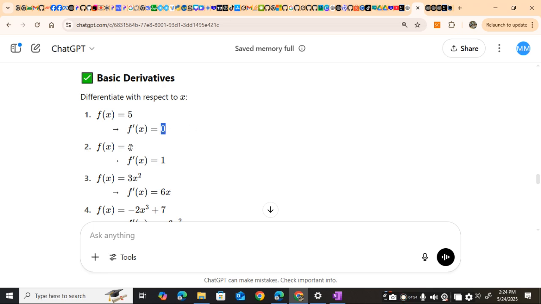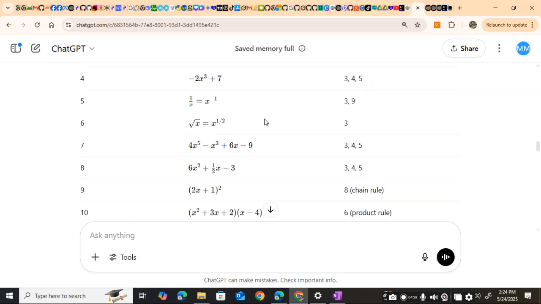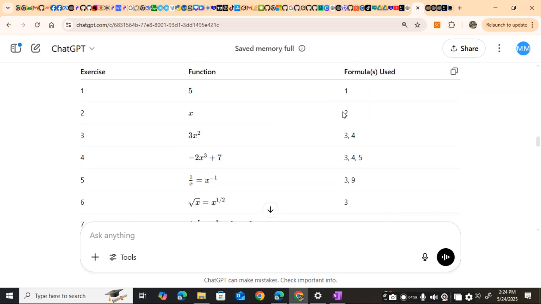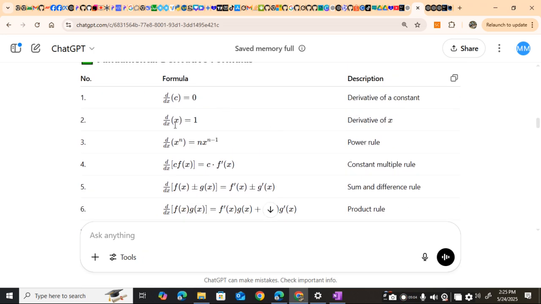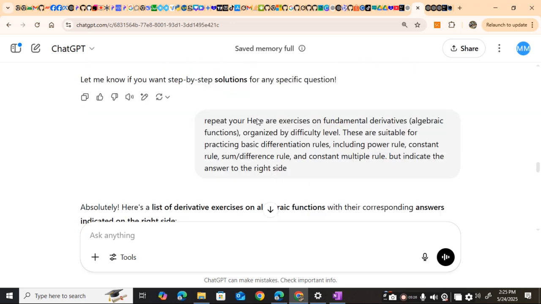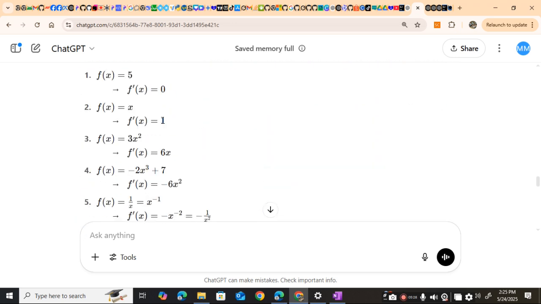Now how about if we take the derivative of x? You might guess that the formula that we need is formula number 2, which states that the derivative of a variable x is simply 1, meaning it's the slope. So our slope here is 1, and indeed our answer for the first derivative is 1.